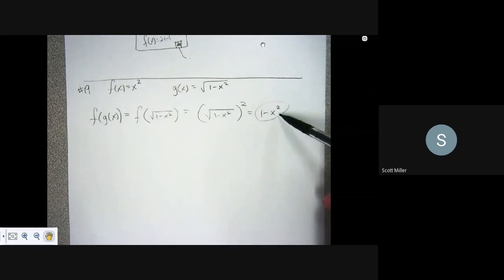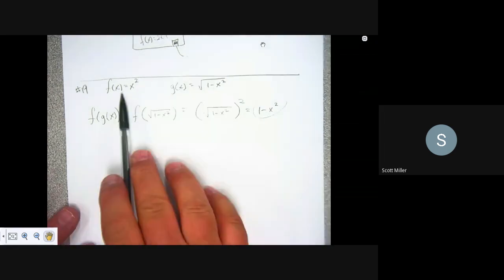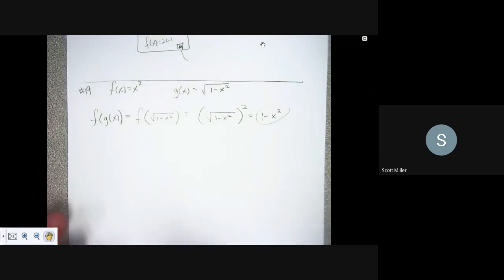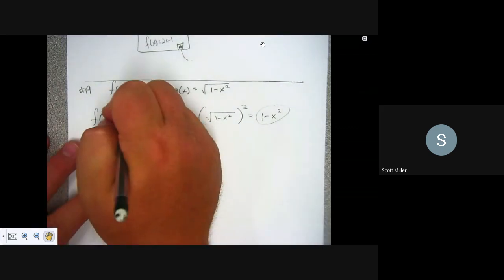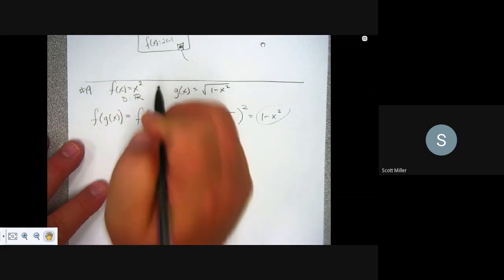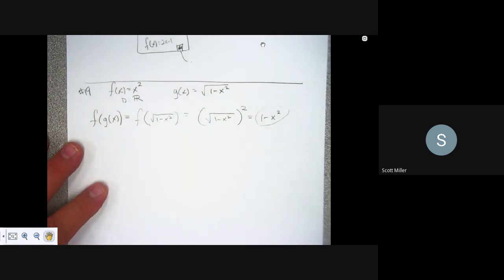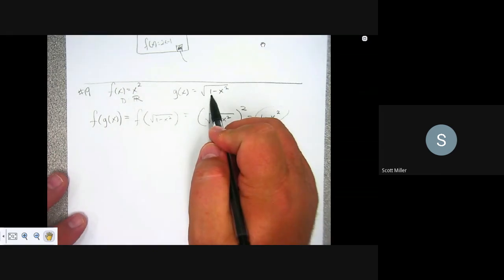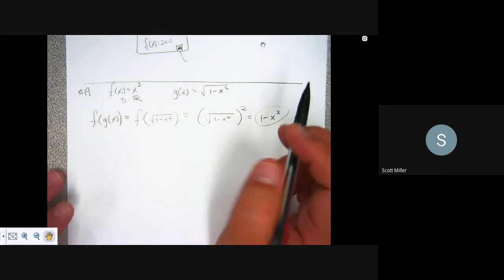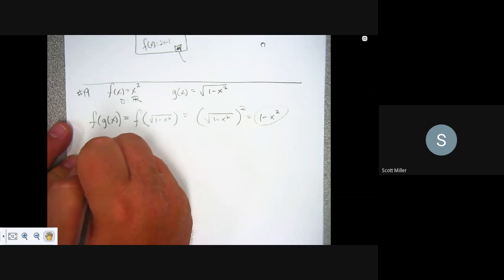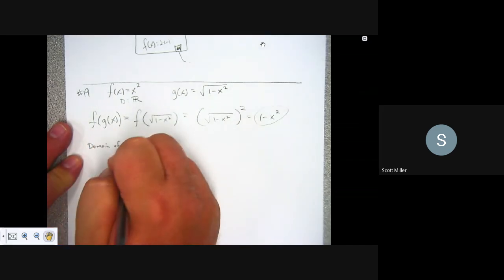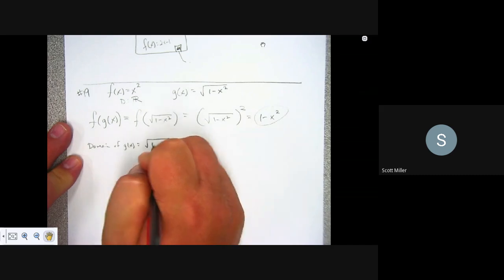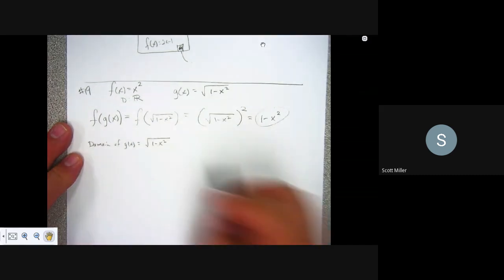Now, if I just looked at that, I would think, well, it's a parabola. I can plug in every number. And that's misleading, because this function was created by composition of these two functions. And these two functions had a domain to start off with. The domain of F, we already know, is just all real numbers. But this has a square root. So what is the domain of G? That is our question.